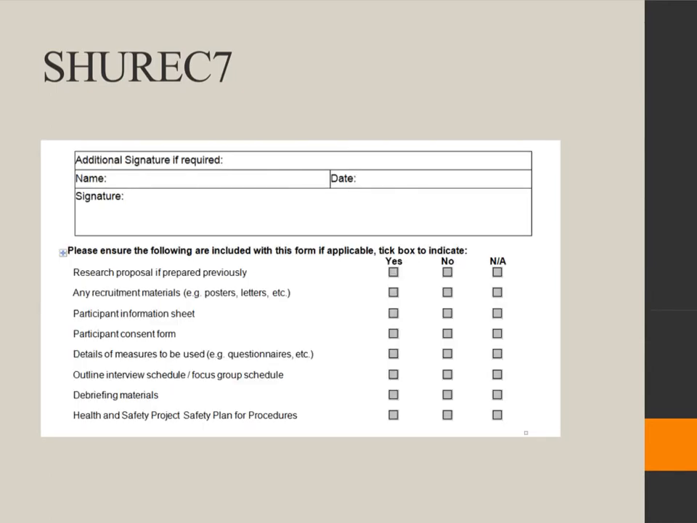So here's the final bit on the SHUREX 7 form. You don't have to worry about ticking all these boxes, but normally you would have to provide all these different items. So information sheet where you explain to the participants about your research and the goals and any harms or risks. You would have a consent form where they agree that they want to participate in your study. All kinds of extra material that will help the ethical board decide whether your research is ethical or not.